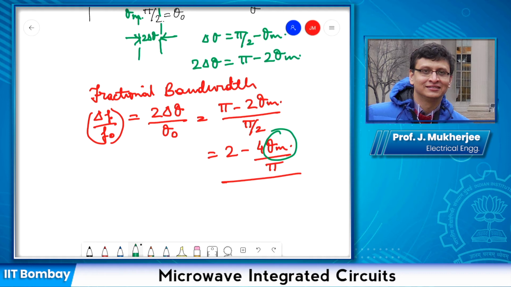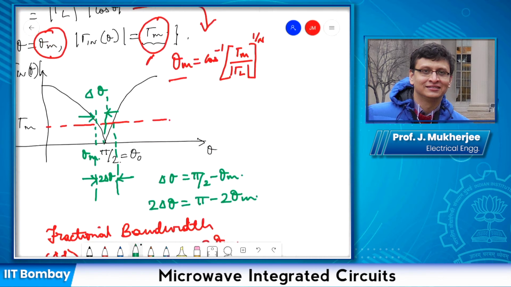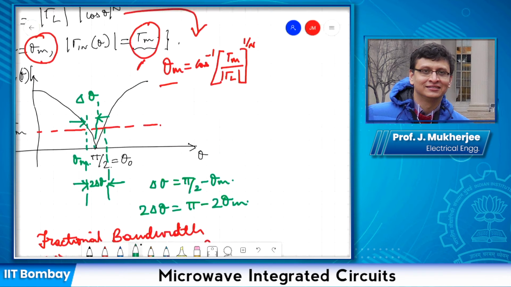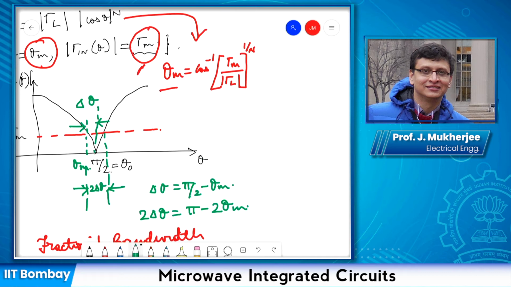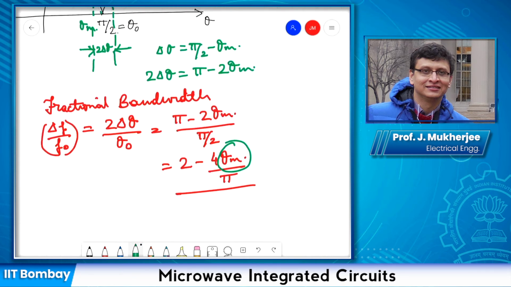Now, what might be obvious here is that the value of theta m becomes lesser with increasing value of capital N, which in turn implies that my bandwidth increases. So theta m decreases with increase in n, so fractional bandwidth will increase with increase in n, which verifies in another way what I had already stated, that the higher the value of capital N, the higher will be the bandwidth. And I had also said, as we shall see in a few moments, that the value of capital N determines the number of sections in the multi-section transformer.